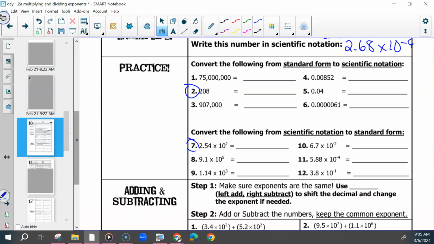And number 2, this is in standard form. We need to convert it to scientific notation. Think about that decimal at the end. Move it until it's a number between 1 and 10, so at 2. So 2.08, keep everything that's a non-zero. Hold on one second. And then that would be times 10 to the how many places did we move?